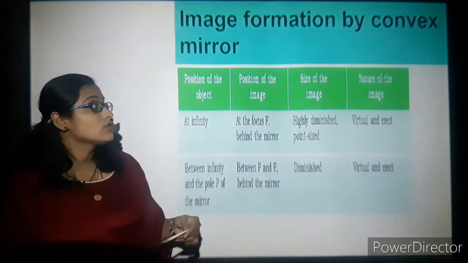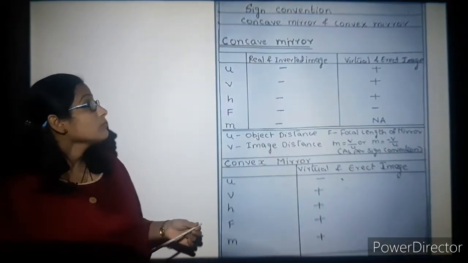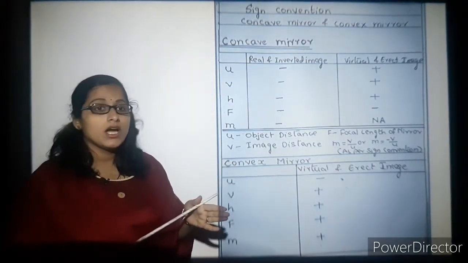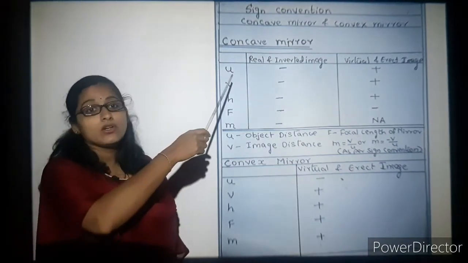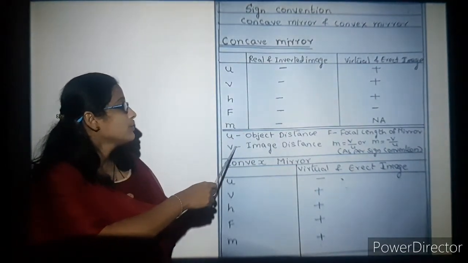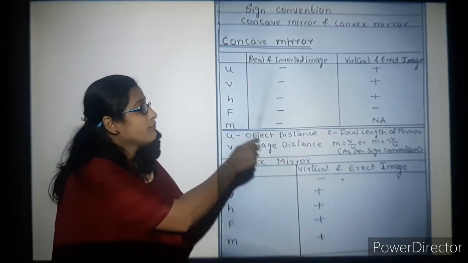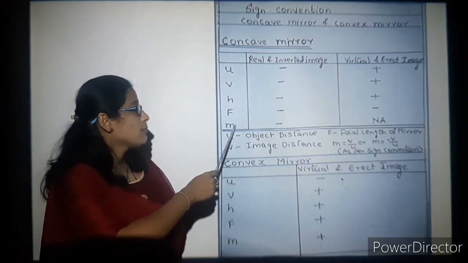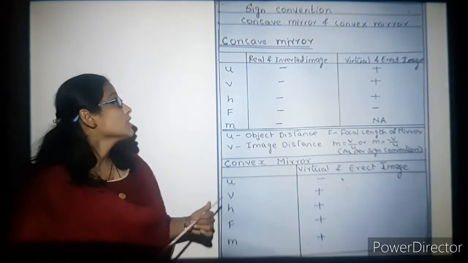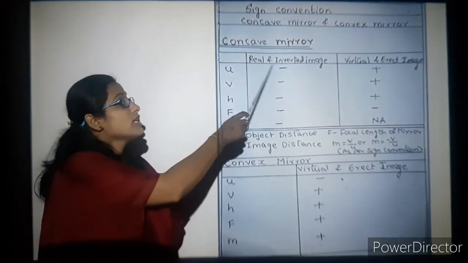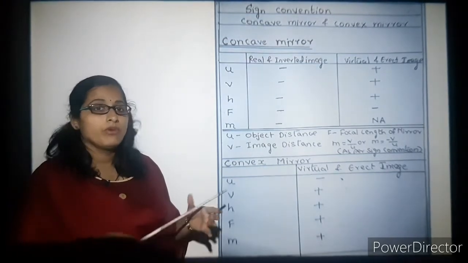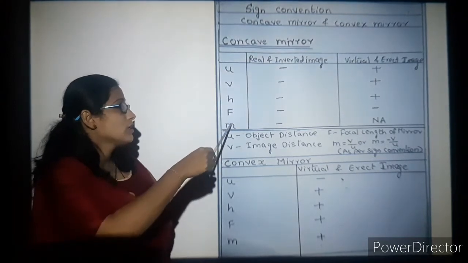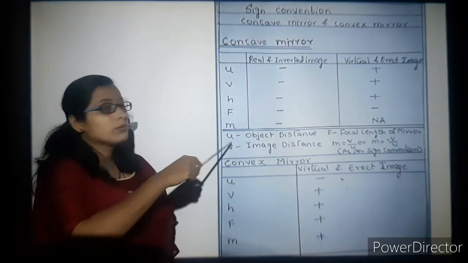Coming to sign conventions, we will know about it now. Sign convention with respect to concave mirror and convex mirror. You can see here the concave mirror. Here U is the object distance, F is the focal length of the mirror, V is the image distance, H is the height, M is the magnification. For a real and inverted image, as we have seen before, in a concave mirror, U, V, H, F, M, all these will be negative.